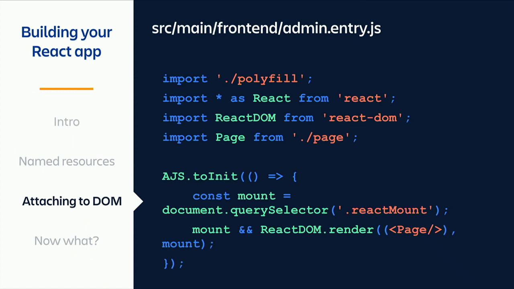Next, we need to wait for the DOM ready event for when the page is loaded using the standard AJS.toInit. Technically, we should import that as a dependency as well, but it's also a global, so we're cheating here. Next, you find your mount point. So the React mount div that we rendered in our velocity template, we're finding here. And finally, we're rendering a React page tree. So we're rendering a page component from page.js, and then everything is magic React from there.